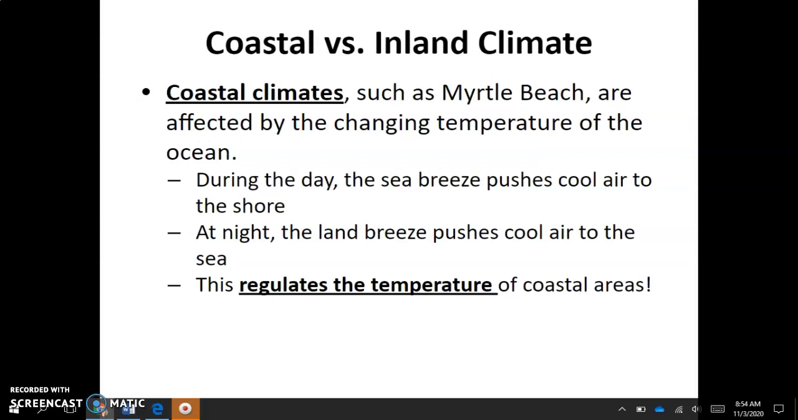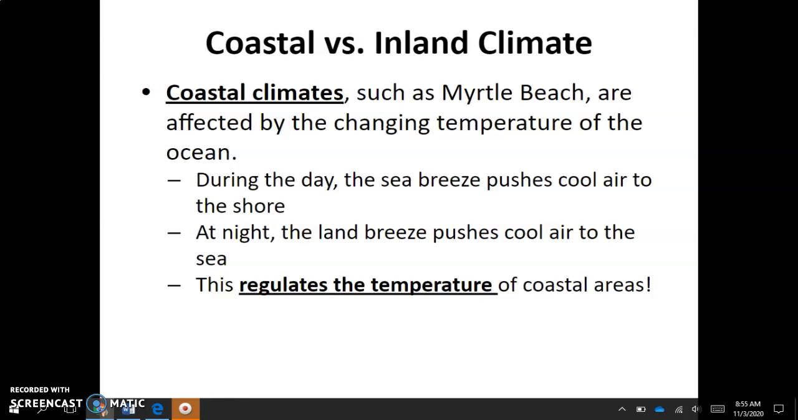So these currents and this differential heating will affect our coastal climates. So coastal climates like Myrtle Beach in South Carolina are affected by the changing temperature of the ocean. So during the day, the sea breeze will push cool air to the shore, and then at night, the land breeze will push cool air to the sea, and this will regulate the temperature of coastal areas. So it will cool the shore during the day.